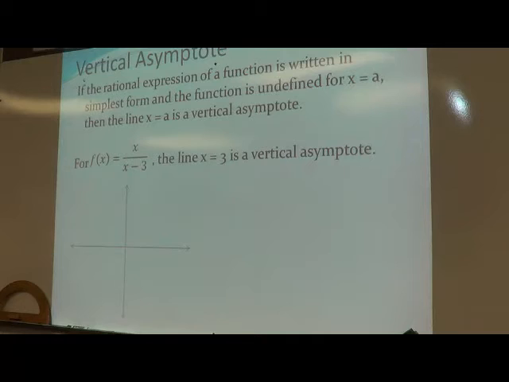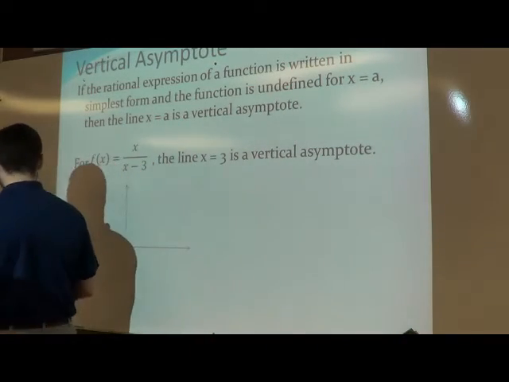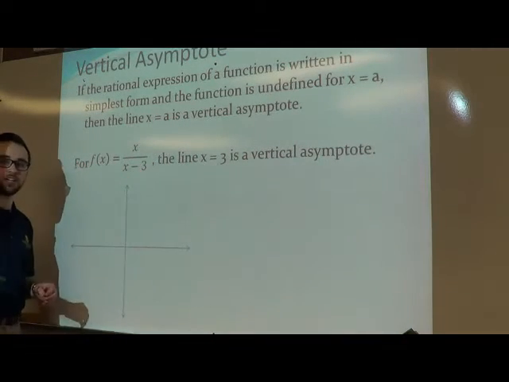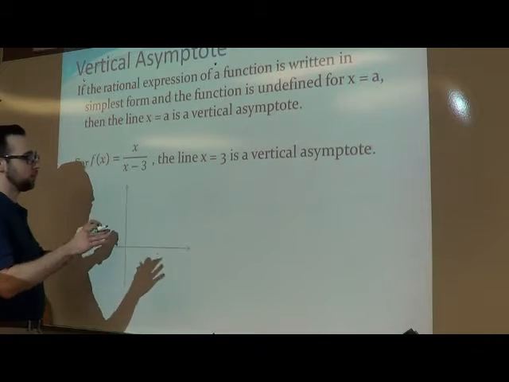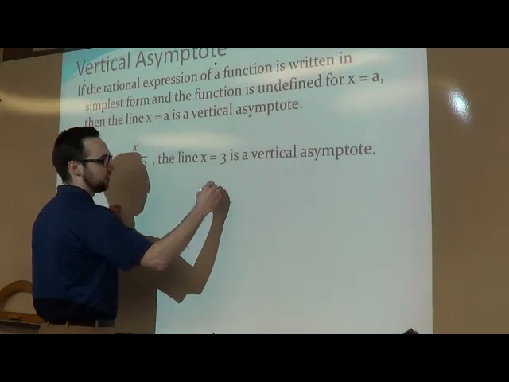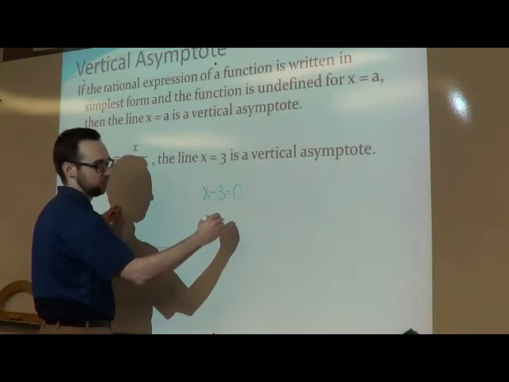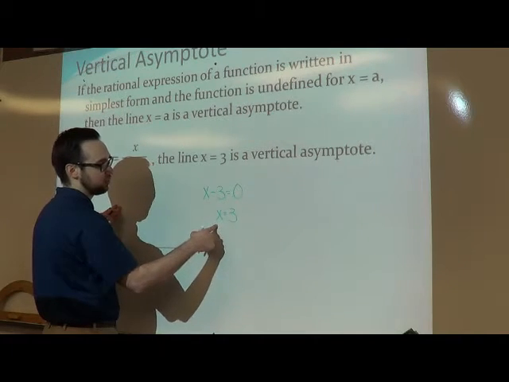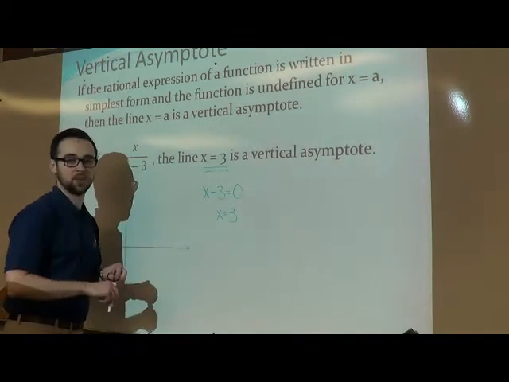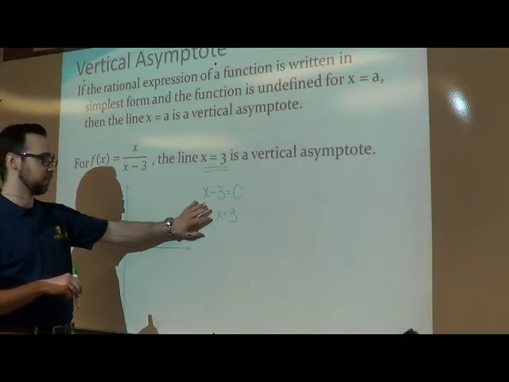So, vertical asymptote. If the rational expression of a function is written in the simplest form and the function is undefined for x equals a, then the line x equals a is a vertical asymptote. So for example, looking at x over x minus 3, we look at the denominator, and we know that denominators cannot equal 0. So all you're doing is setting the denominator equal to 0 and solving. So that's where I got that. We have x equals 3. That's where this came from, setting the denominator equal to 0 and solving.